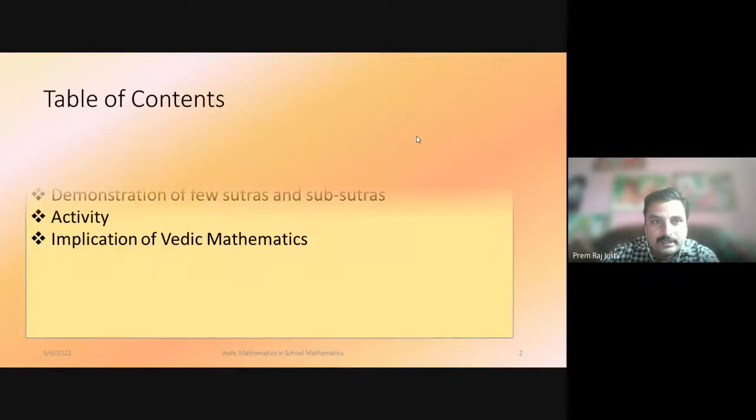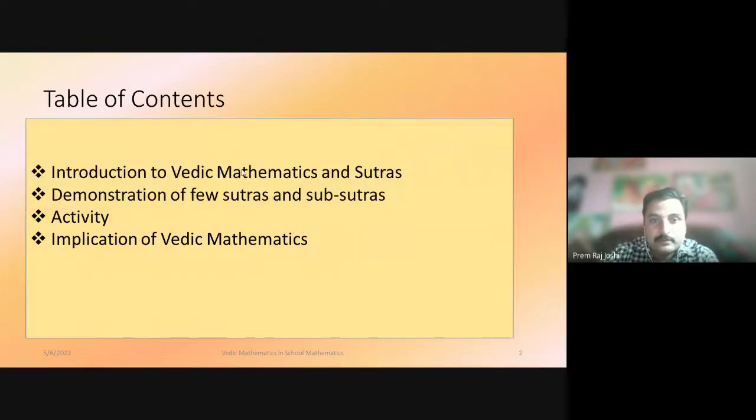So these are my outlines, or table of contents. First, I will describe briefly what Vedic mathematics is, and I will discuss its sutras and subsutras. Then I will demonstrate how these sutras and subsutras work. Along with that, I will engage all the participants in activities. After one sutra, I will motivate you to participate in the activity as well. And finally, I will give some implications or applications of Vedic mathematics for today's time.